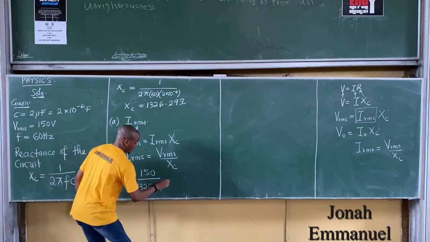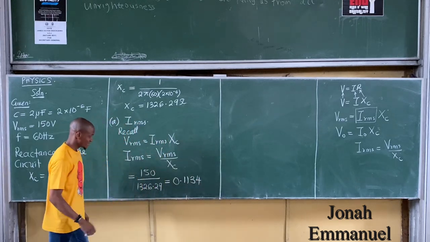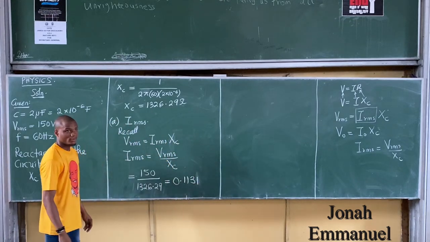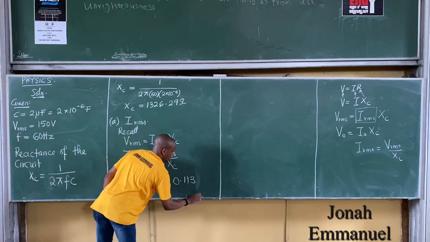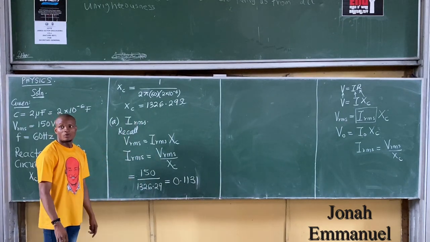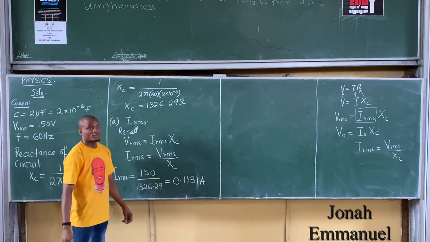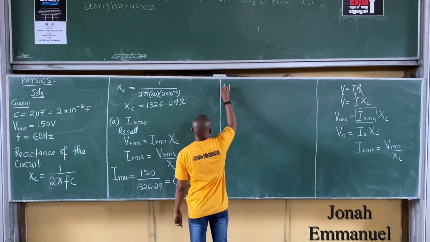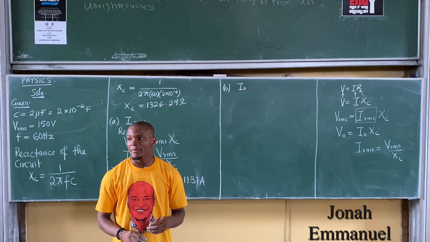What do you get there? 0.1131. So I wrote here. What's the unit, please? So this is in amperes. Now listen. It's a peak, so you should get the bigger current.